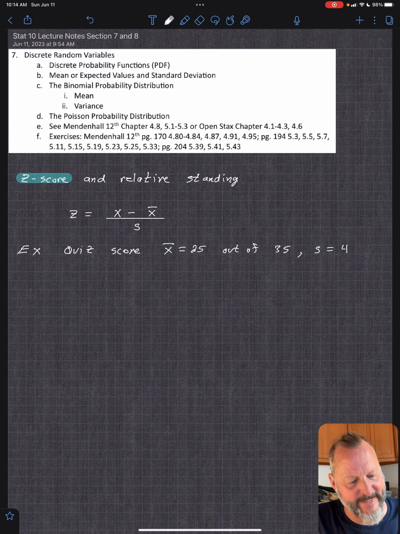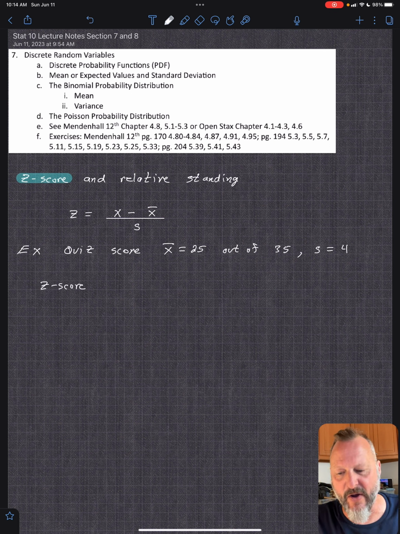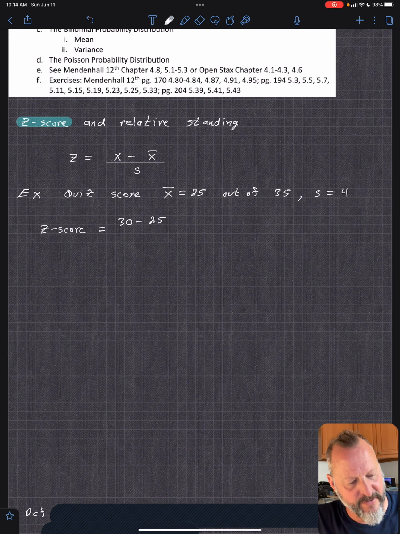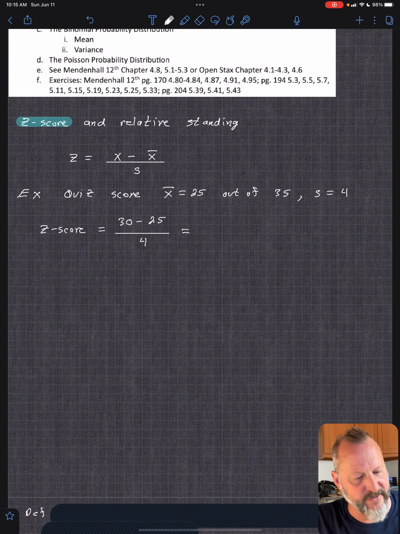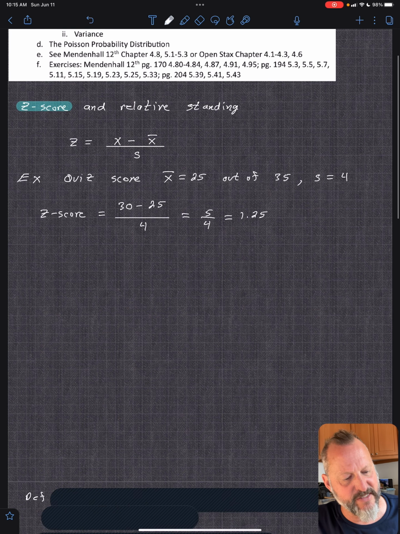Then your z-score, so you say z-score, although I'll leave that out from now on. Z-score is your 30 minus 25 divided by 4. Make sure you can do this calculation by hand. So it's 5 over 4, which is 1.25.